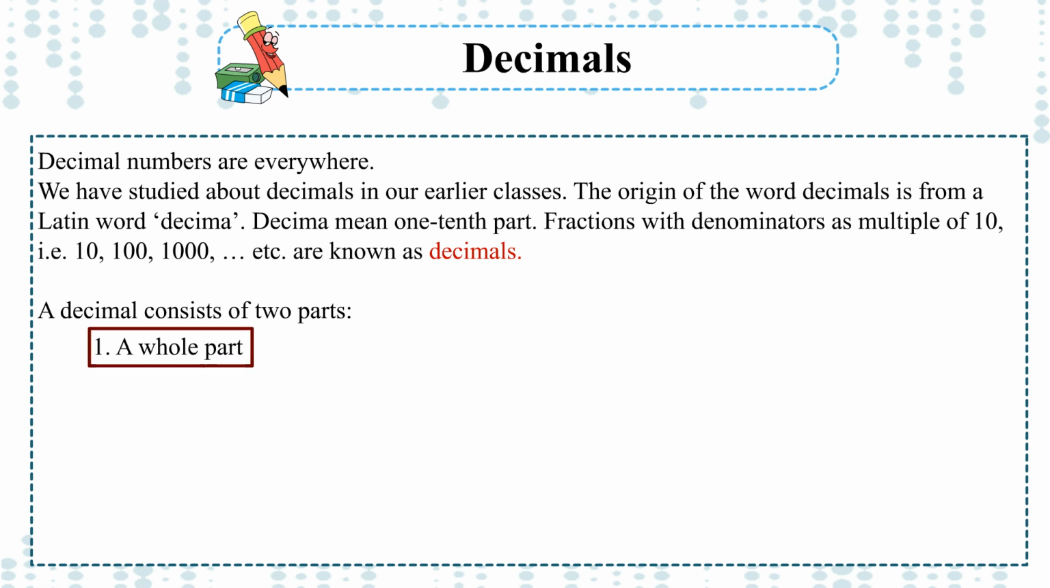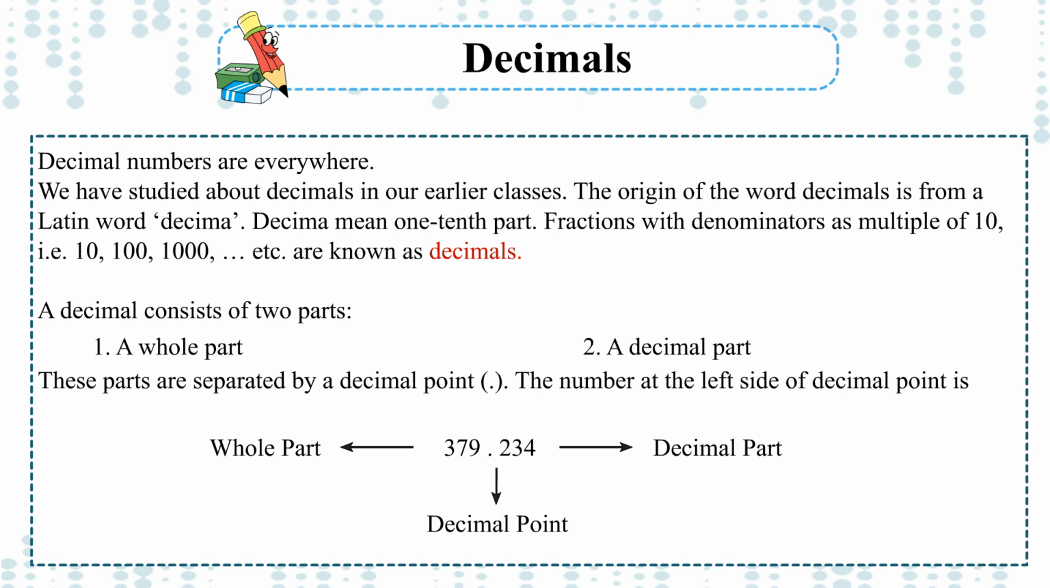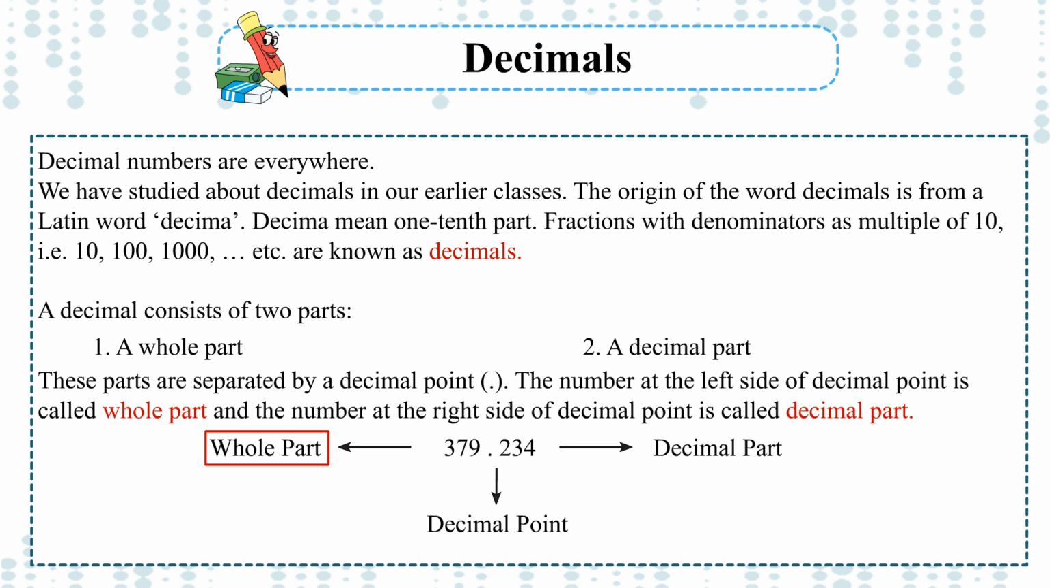1. A whole part. 2. A decimal part. These parts are separated by a decimal point, dot. The number at the left side of the decimal point is called the whole part and the number at the right side of the decimal point is called the decimal part. 379 is the whole part, 234 is the decimal part. The dot is the decimal point.